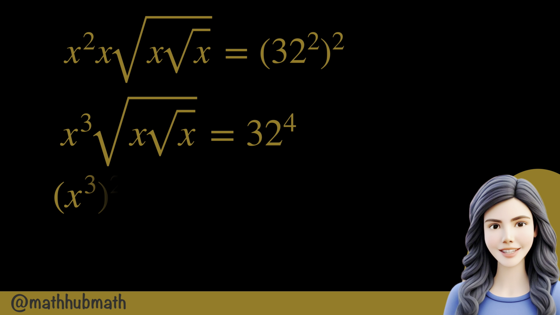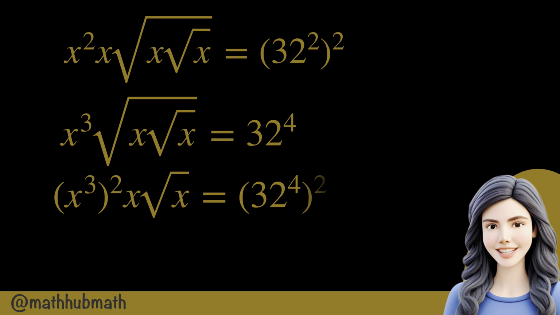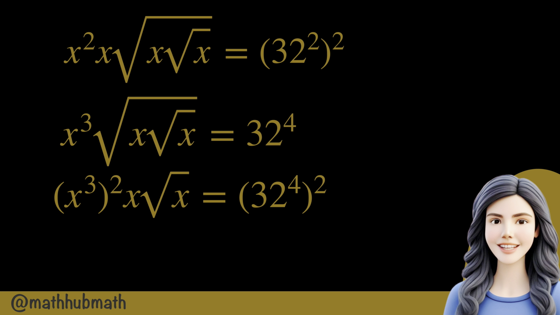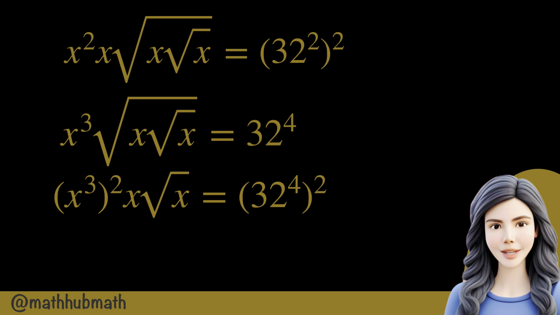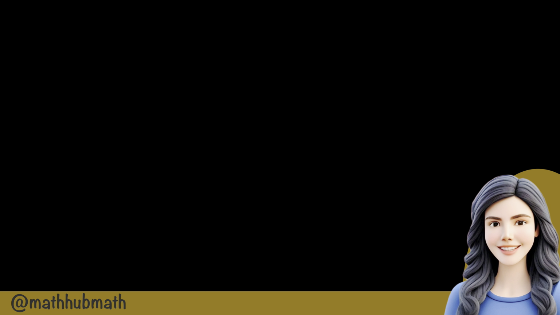The left side of the equation becomes x to the power of 3 to the power of 2 multiplied by x multiplied by a square root of x, and the right side will become 32 to the power of 4 to the power of 2. The right side is easy again. We know that 32 to the power 4 to the power of 2 will be 32 to the power of 8. The left side is also not hard to simplify.